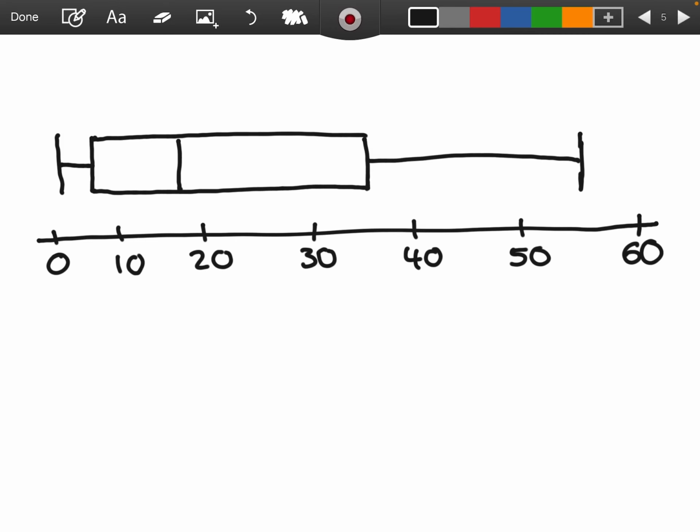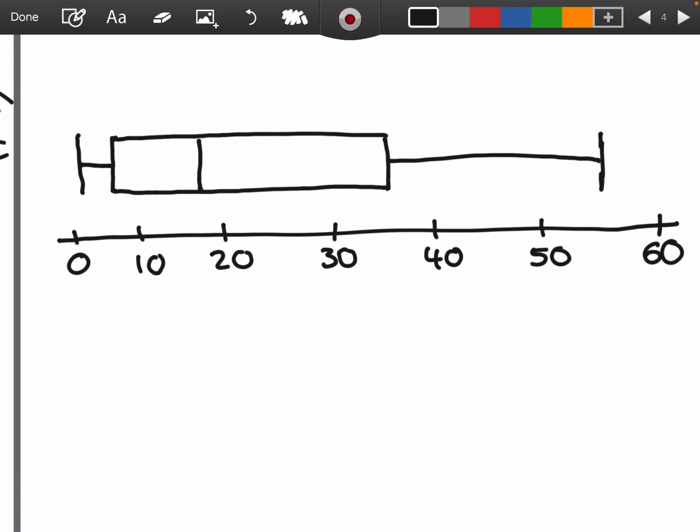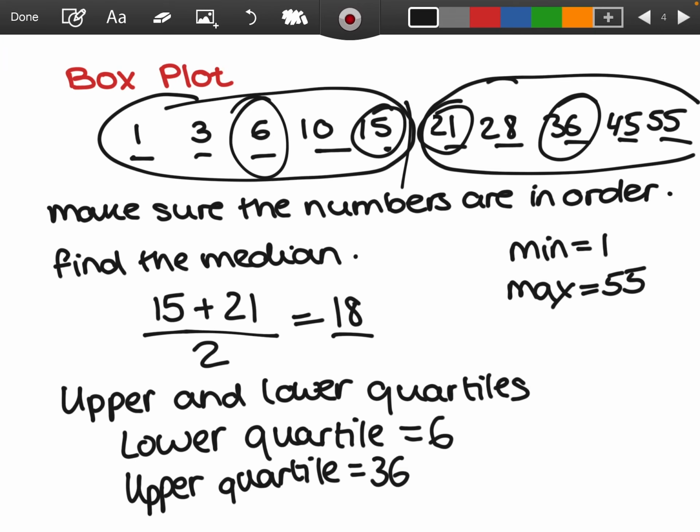It can show us the spread of the data, where the majority of our data lands, and where our maximums and minimums are. Okay, so just to recap, to make a box plot to show the spread of the data, first make sure that your numbers are in order going from smallest to largest. Next, you're going to find the median. If you've got an odd number of values, just pick out the middle data point. If you've got an even number of values, you take the average of the middle two.